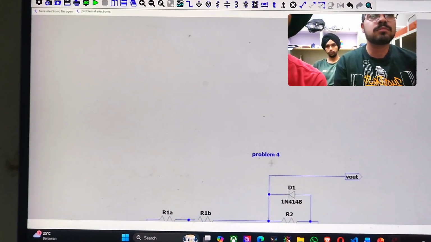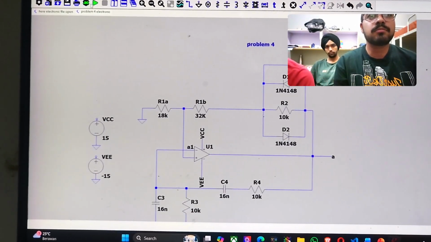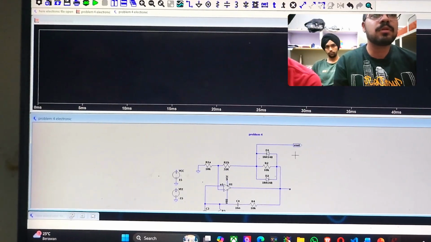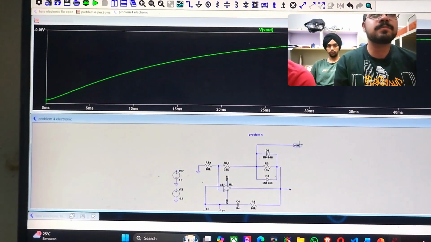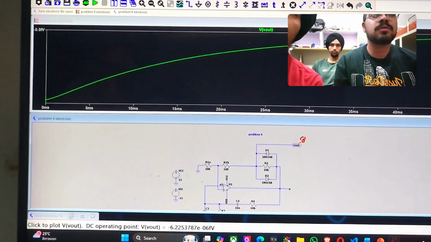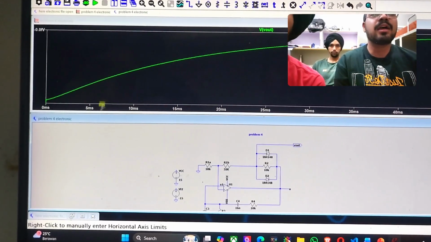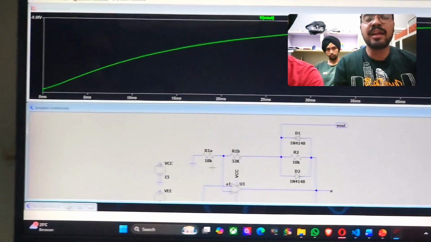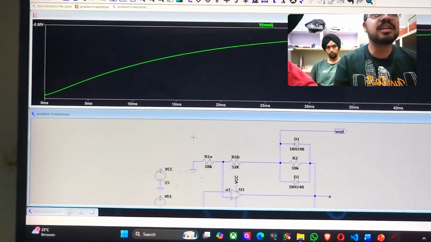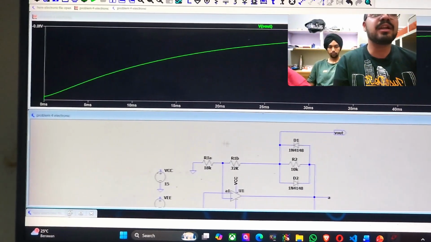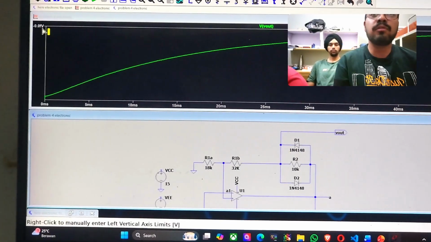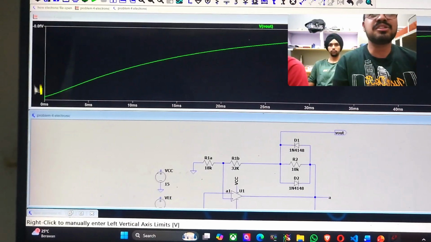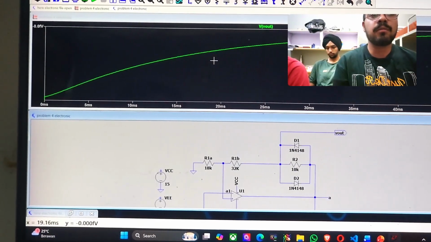We demonstrate it. Shivam, run the code. Sure. Click on V out. Now here you see the V out increasing. Here we have given the values 18 and 32. We have discussed earlier that when the values are 18 and 32, the voltage will be below 1 volt. So this is showing that the value is below 1 volt.